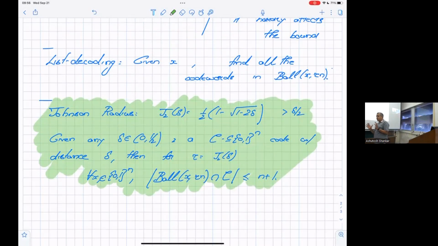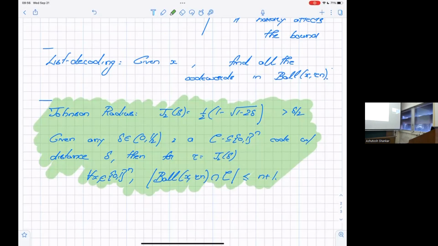It's a number larger than delta by 2, a slightly larger radius. So that tells you that if you give me a code whose distance is delta, that means any two code words are at least delta apart. It says for this code, even if you go up to this larger radius, no ball of this radius can have more than n plus 1 code words.